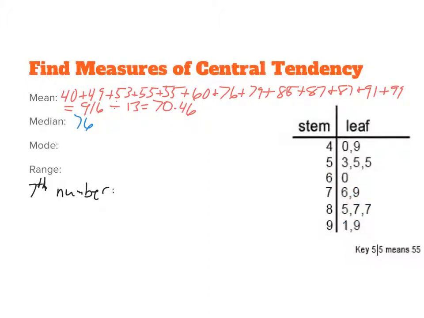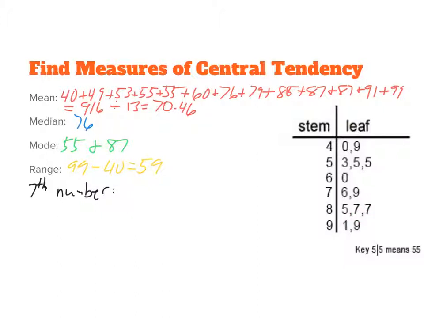My mode is the number that occurs most often. You'll notice I've got a couple of 5s as leaves here, a couple of 7s as leaves here. So the numbers that go with them are going to be 55 and 87. Remember, if there's a tie, you have to include them both. For the range, we take the largest number of 99 and subtract the smallest number of 40, giving me a range of 59.